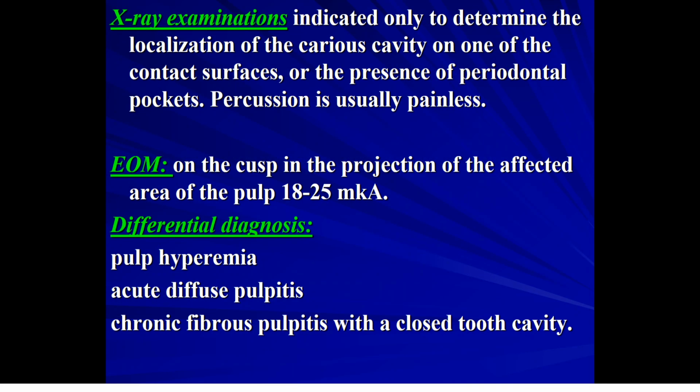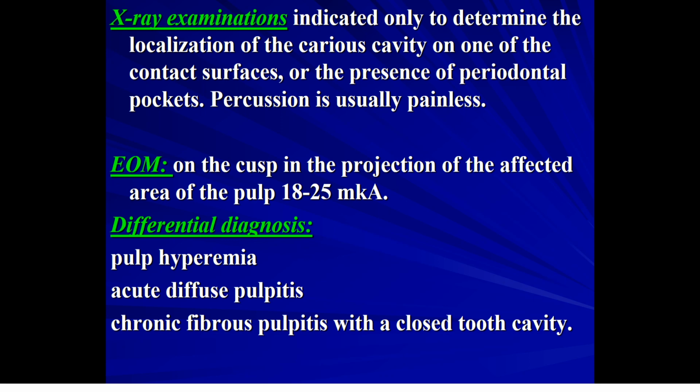And additional methods of examination. X-ray examination is indicated only to determine the localization of the carious cavity on one of the contact surfaces or the presence of periodontal pockets. Percussion is usually painless. Electroodontometry on the cusp, in the projection of the affected area of the pulp, gives 18 to 25 microamperes.